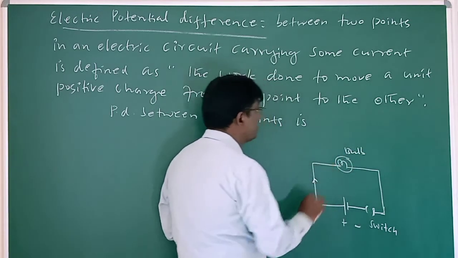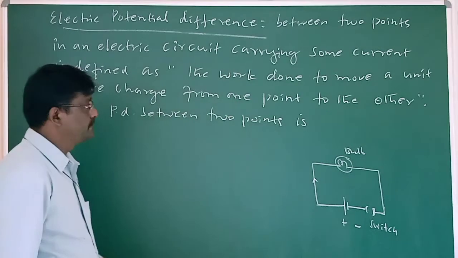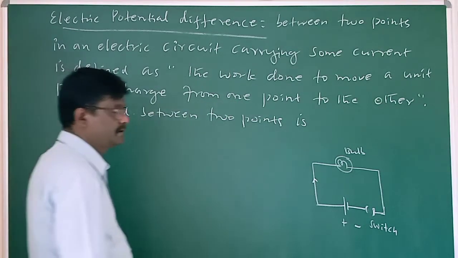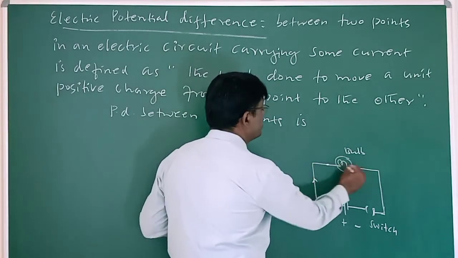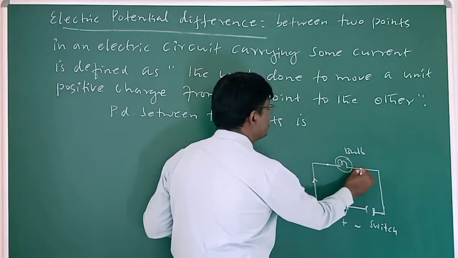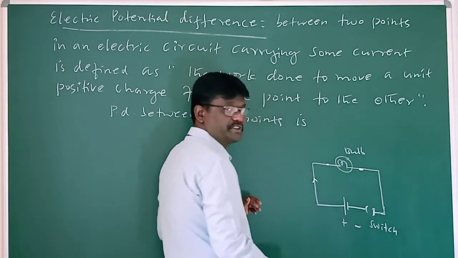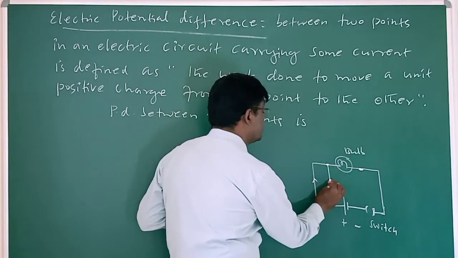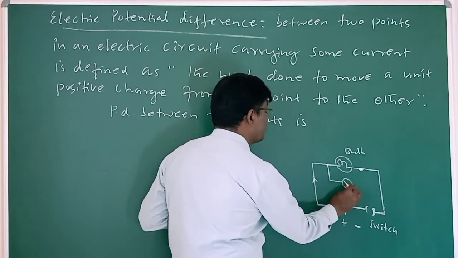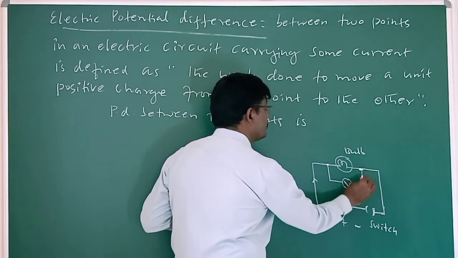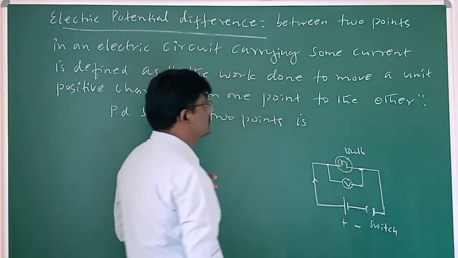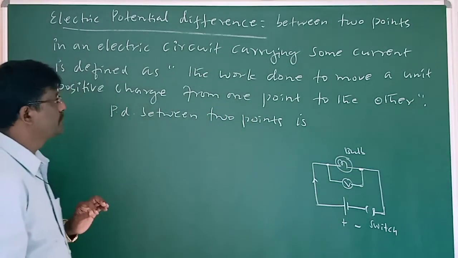Now see here what the definition says. Electric potential difference between 2 points. Let us take 2 points between these two. How to measure potential difference? We can use a device called voltmeter. So now potential difference between these 2 points is nothing but what?